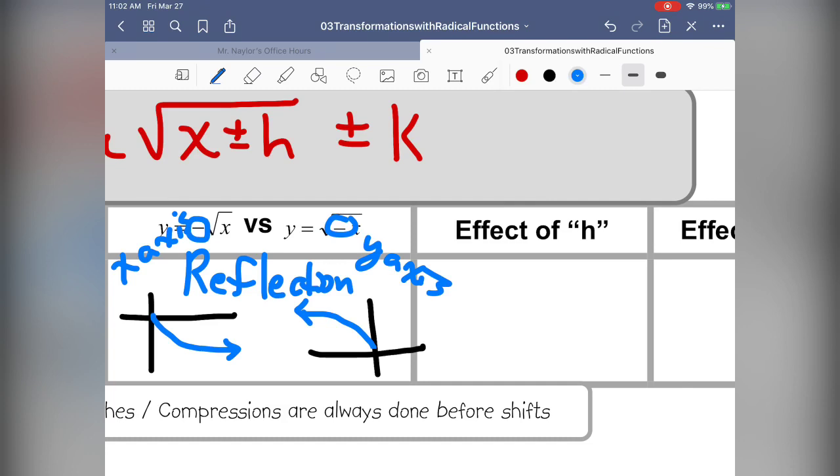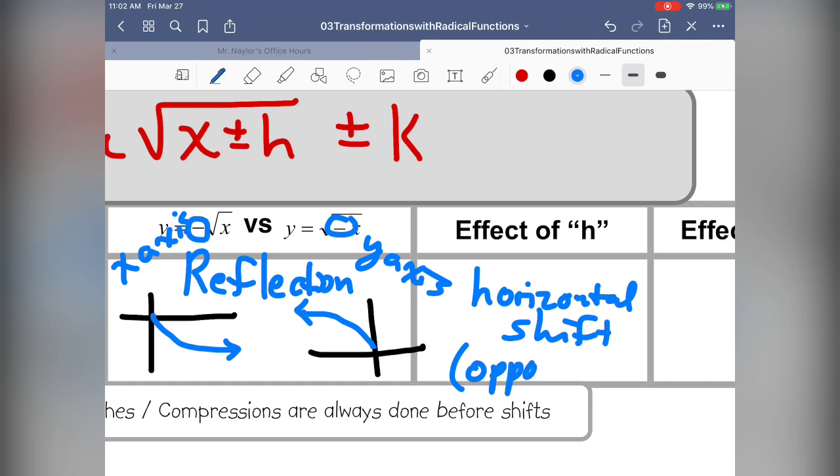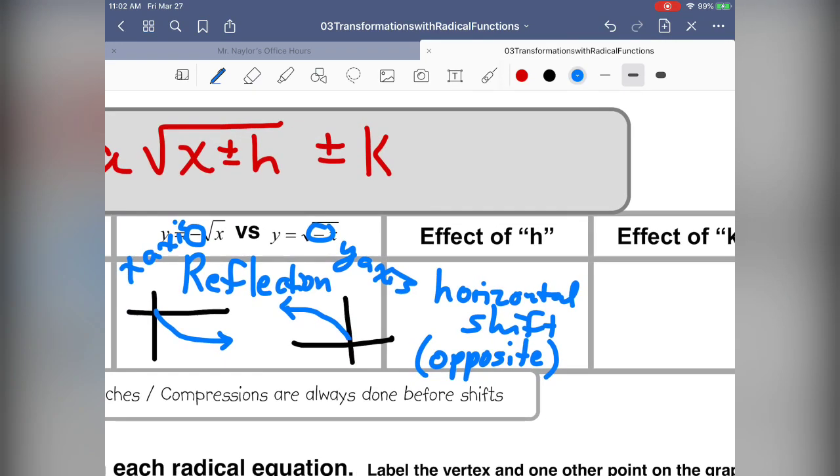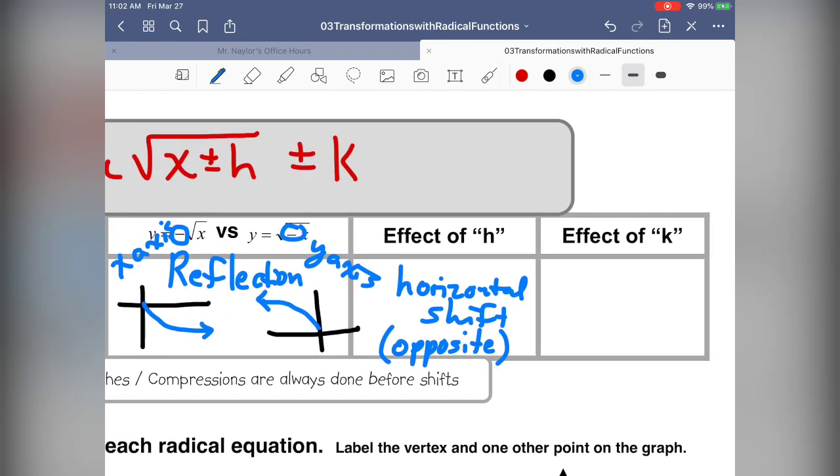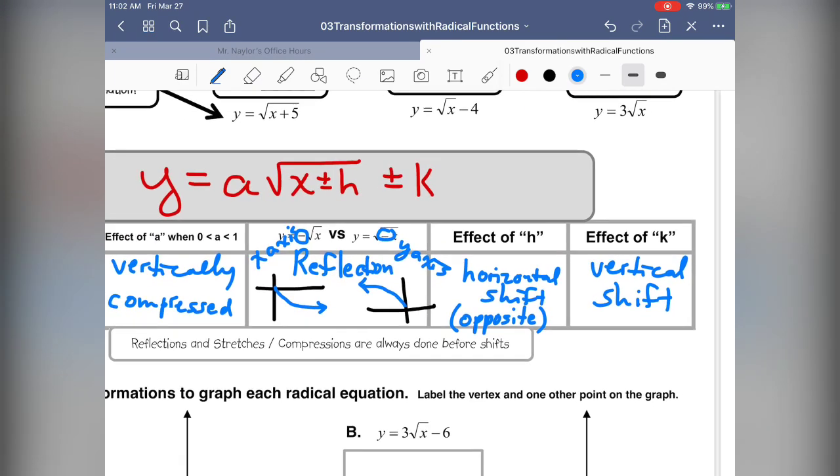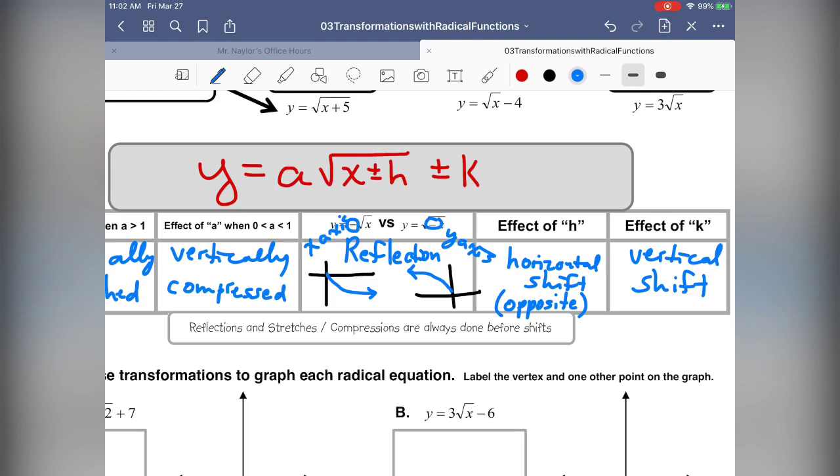Now, h is this number that is on the inside of the equation. And remember, whenever the number is on the inside, it's always going to be a horizontal shift. But you do want to remember that the horizontal shift is the opposite of the number. So, of course, if we have a plus sign, it's a shift to the left. And if you have a minus sign, it's a shift to the right. The last number is this k value. This number that's at the end of the equation is always going to be a vertical shift. Now, that is not going to be an opposite. It would be the same as the sign.